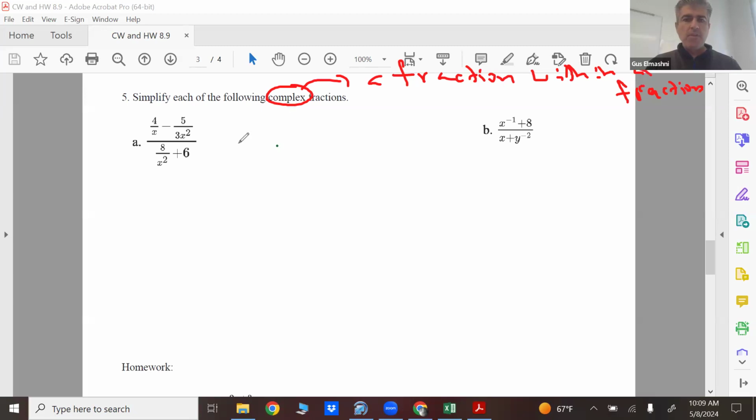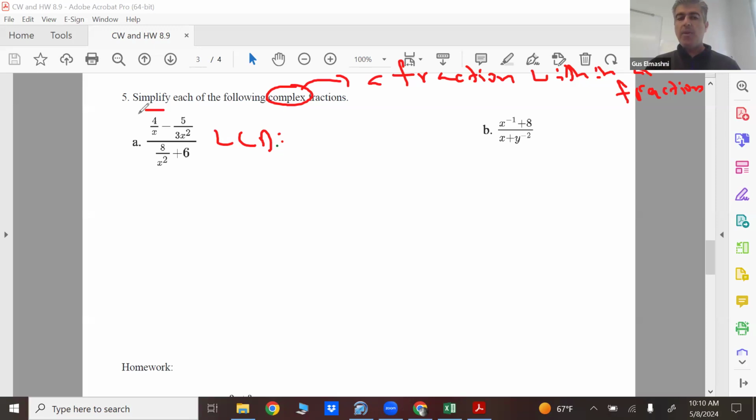Okay. So if you think about it, what's the LCD here for part A? What's the least common denominator among all these fractions? How many fractions do you see in part A? How many little fractions, you see 3 little fractions. What's the LCD for all those? The least common denominator. Not more than just x.